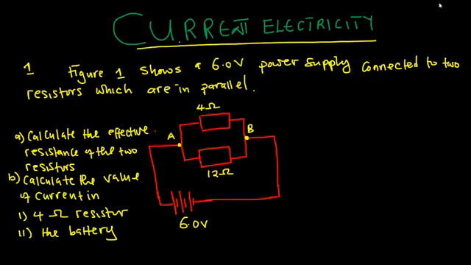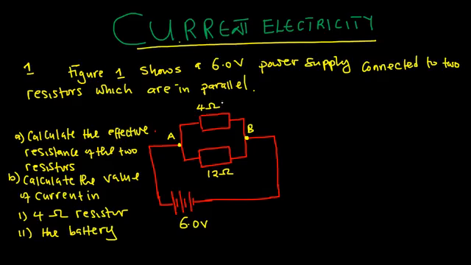Okay, so we can just start. What has been arranged today are the questions that I've extracted from the past papers. If you can solve these questions successfully, then you have no problem on this part of electricity, and that is current electricity: finding effective resistance, voltage, power, and all that.